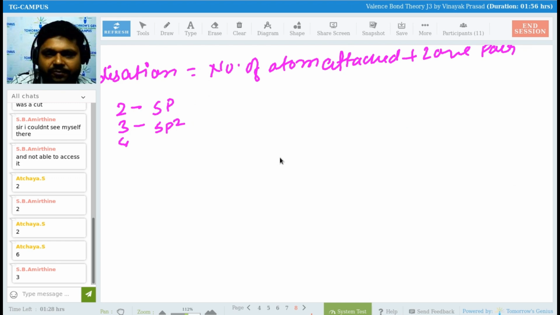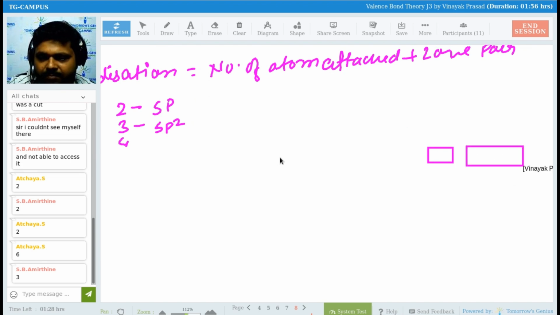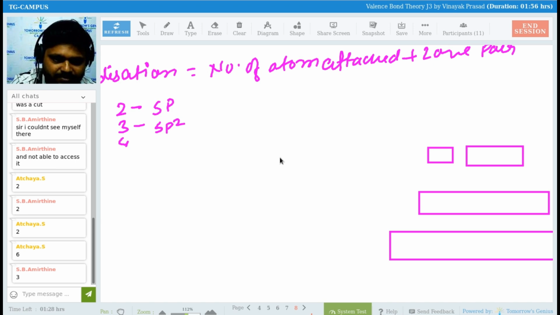See here. I am writing here S, P, D and F, you can draw also, right? In S, one box will be drawn, right? There will be 1. In case of P, there will be 3. Very good.